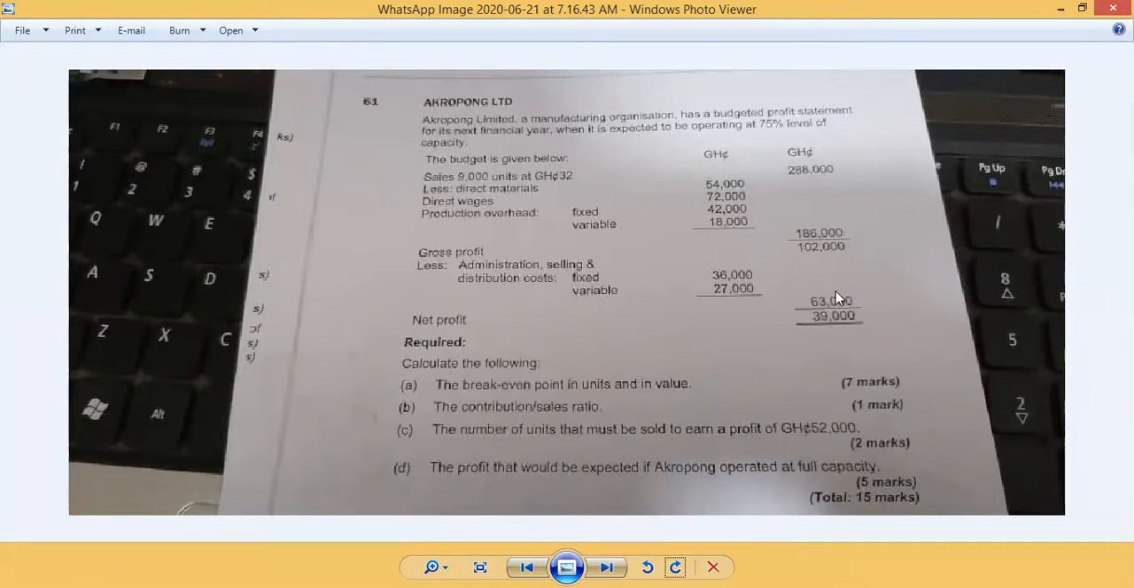Calculate the break-even point in units and sales revenue. Good. So that's 6.